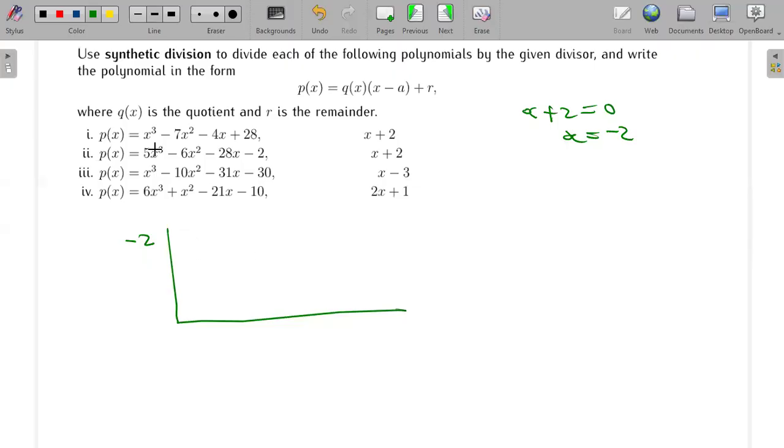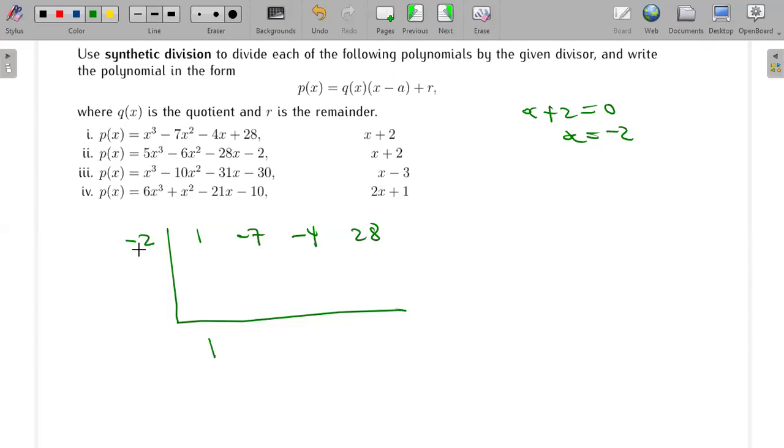Here you see that the coefficient of the x cubed is just 1. The coefficient of the next is negative 7. The coefficient of the next is negative 4. And the coefficient of the last is 28. Then you start with this one here. You just drop it, so 1 comes here, because you're adding 0. 1 plus 0 is just going to give you 1.